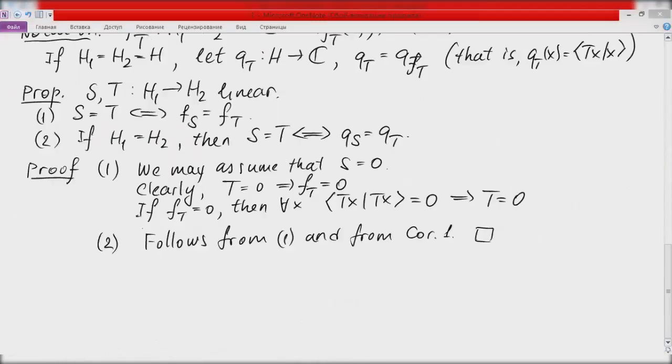Okay, so let's now relate sesquilinear forms to adjoint operators. Suppose that we have 2 Hilbert spaces now, H1 and H2 are Hilbert spaces. And let T be a bounded linear operator from H1 to H2.